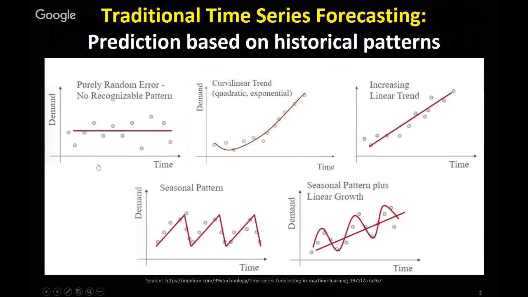I want to start off by talking about traditional forecasting. When we talk about predictive analytics, we're talking about forecasting in some sense.